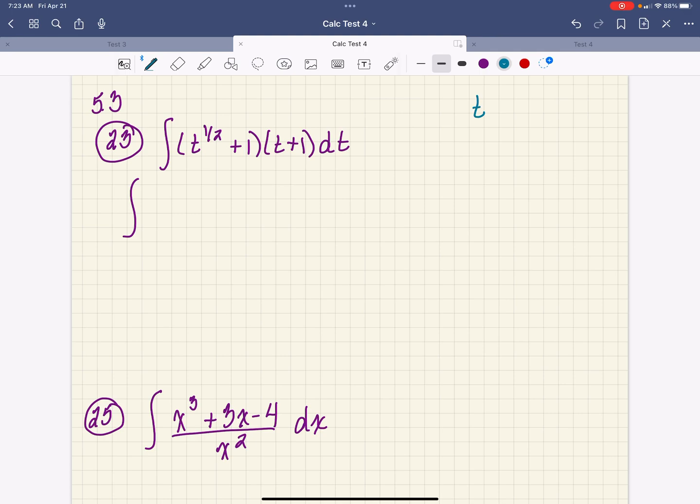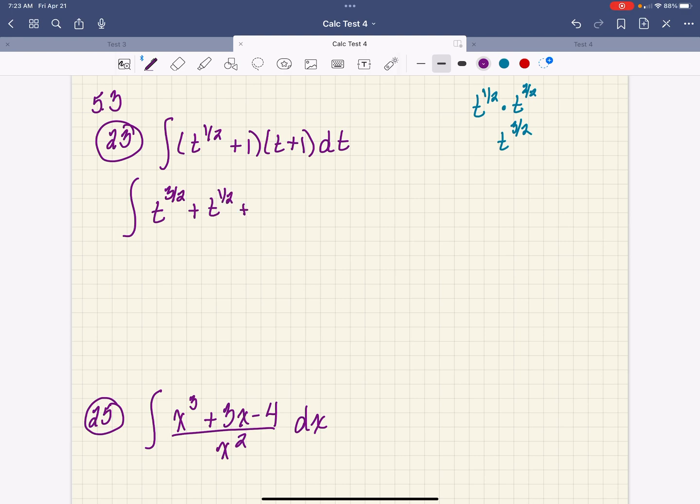Just a little side note over here, t to the 1/2 times t, we add those exponents. So that's going to be t to the 3/2. Okay, so my first term is t to the 3/2. My outer term is t to the 1/2, my inner term is just t, and then my last is 1. Now that we have FOILed that, we can find the antiderivative of each one of these.